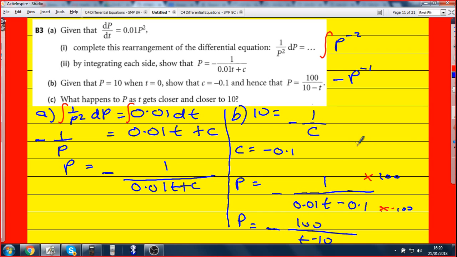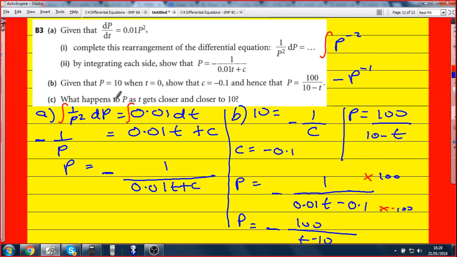Yeah, 100 over 10, which is 100 over 10 minus t. Basically, they just incorporated this minus down into the bottom. So instead of having two minuses, they have just one minus, which is considered simpler. Okay, any questions there?